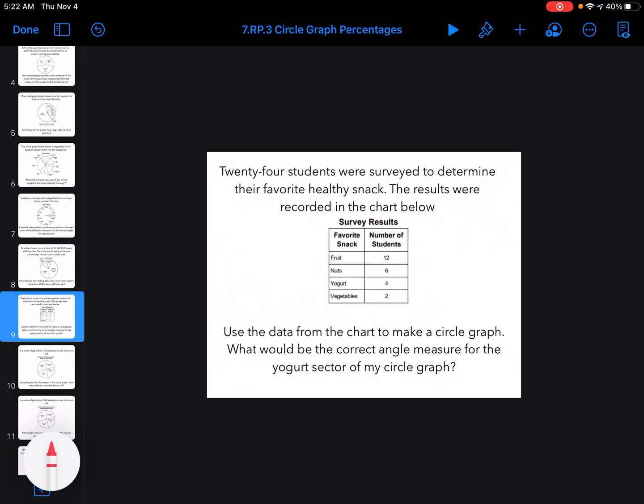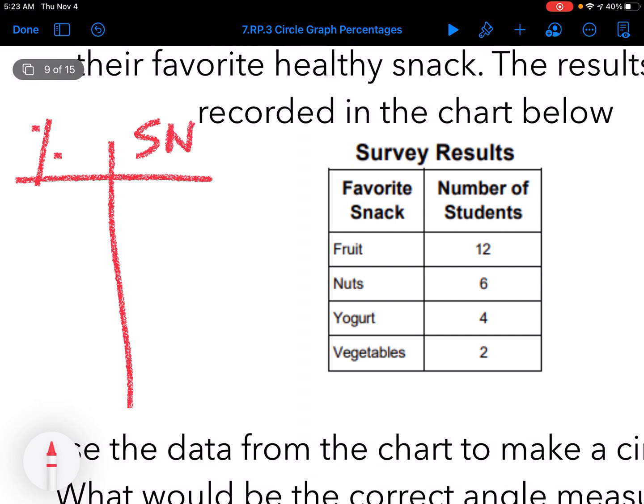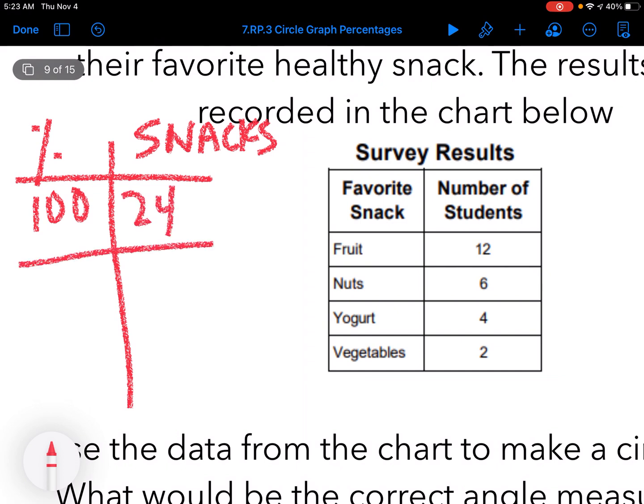24 students were surveyed to determine their favorite healthy snack. The results are surveyed in the chart below. Use the data to make a circle graph. What would be the correct angle measure for the yogurt sector of my circle graph? All right, so I know I have 100%, and that's 24 snacks. I want to find yogurt, right? So that would be 4.